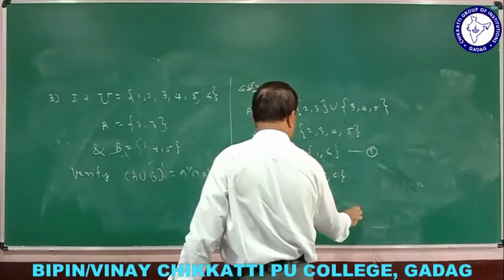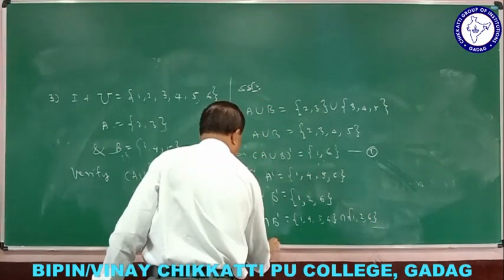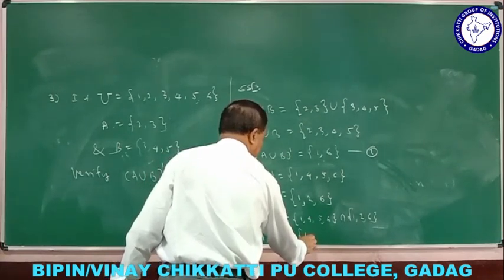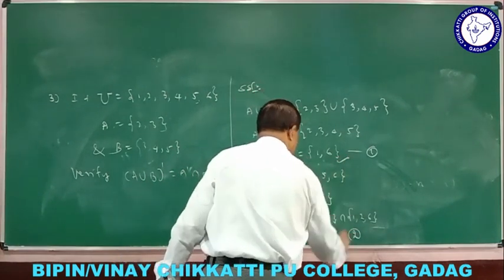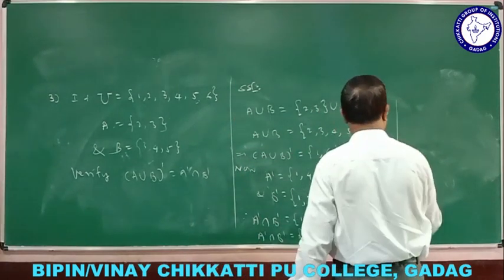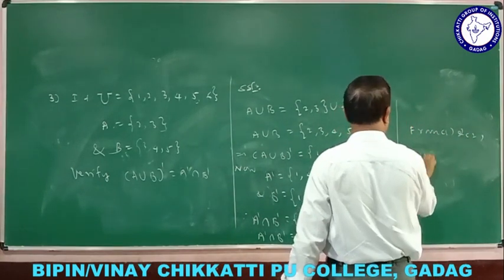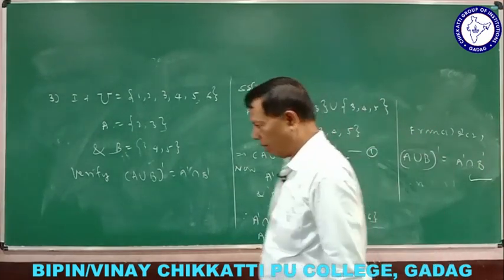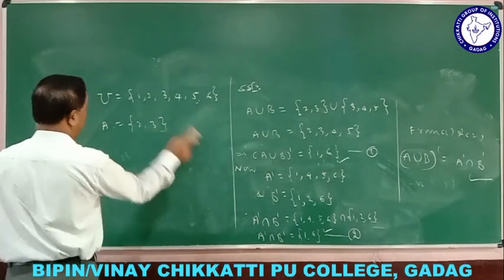And B dash here, 1, 2, 6. Intersection means common elements. A dash intersection B dash is equal to common elements: 1, 4 not there, 5 not there, 6. See, 1, 6. This is equation number 2. Equation number 1 gives 6, and here 1, 6. And from 1 and 2, A union B complement equals A complement intersection B complement. This is actually called De Morgan's law. This is the way we prove De Morgan's law, and it carries 2 marks, as I have already told you.